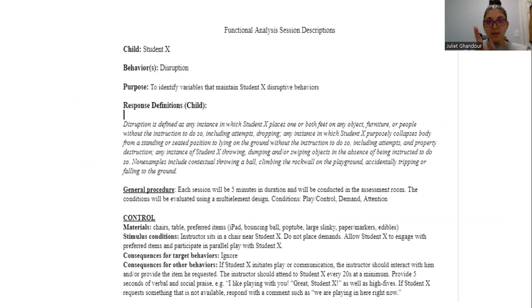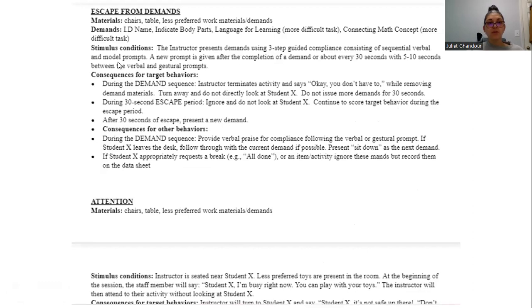I was also able to get a functional analysis session description from my supervision site. This is just a sample, a template. This information is hypothetical. This is sort of a shell of what a functional analysis document would look like. Towards the top is the child's name, behavior, the purpose, then the definition, the general procedure, which I mentioned before discusses the duration of each condition, the material, stimulus, control, consequences for each condition. So that would look like this. For each condition, it's listed.